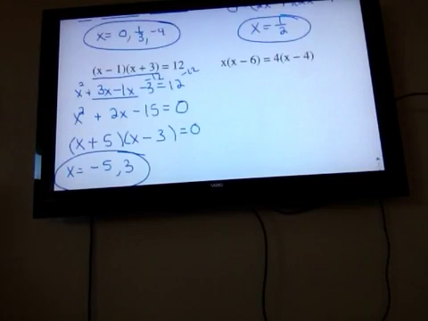Okay, then same thing on this last one. If there are parentheses and it's not equal to 0, get rid of those parentheses and then get equal to 0 and refactor. So on the left, x times x is x squared. x times minus 6 is minus 6x, equals 4 times x is 4x. 4 times minus 4 is minus 16.